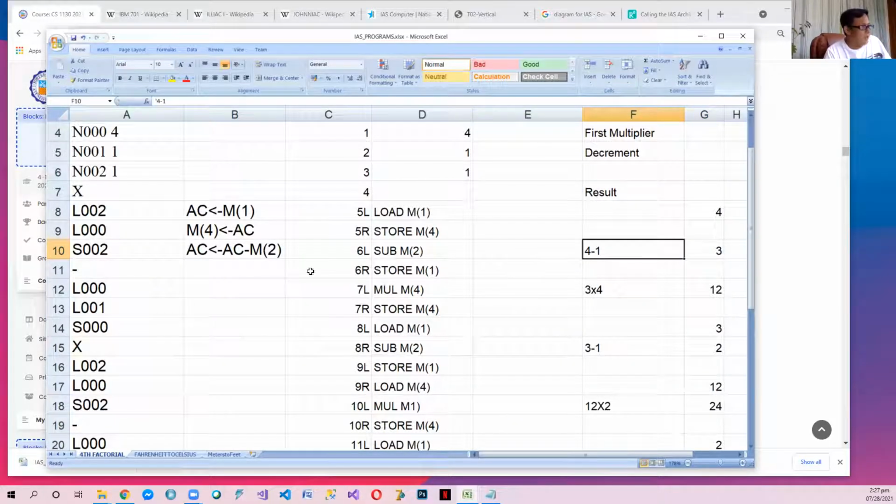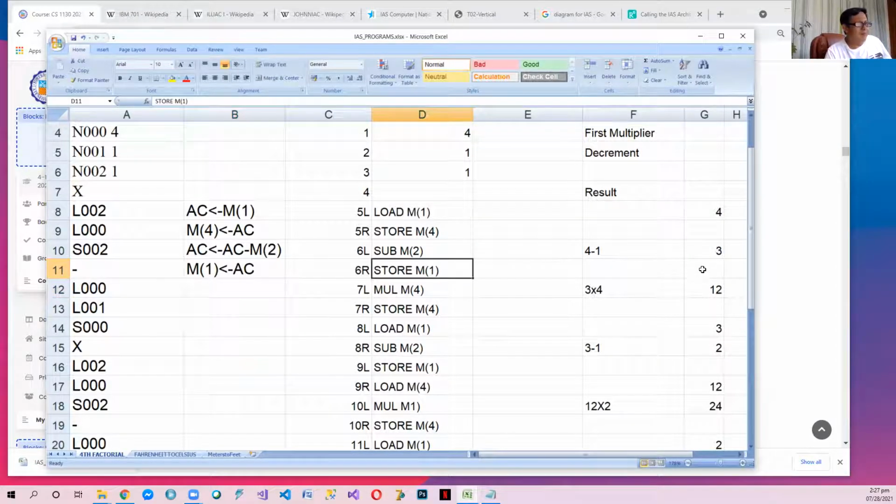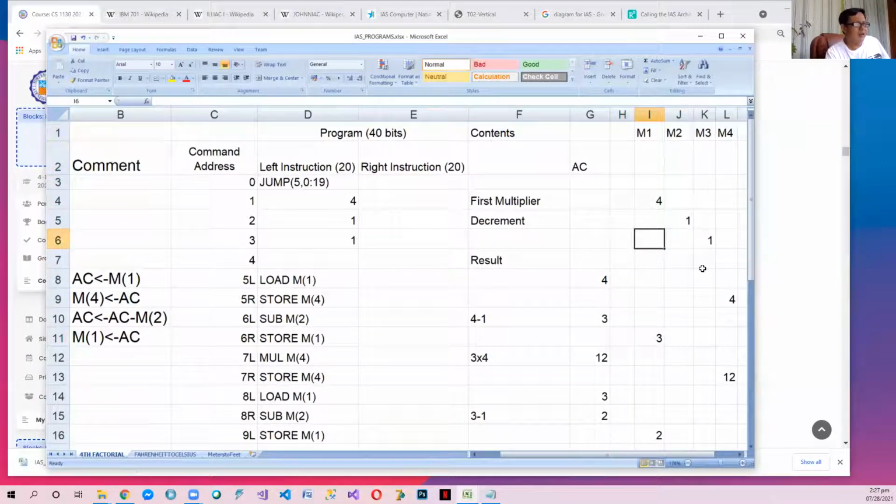And then we say store M1. What does store M1 mean? M of 1 receives AC. Do you follow? This is M of 1. So now M of 1 becomes 3. Previously it was 4. Now it becomes 3. So we can say that M of 1 here is the next multiplier.